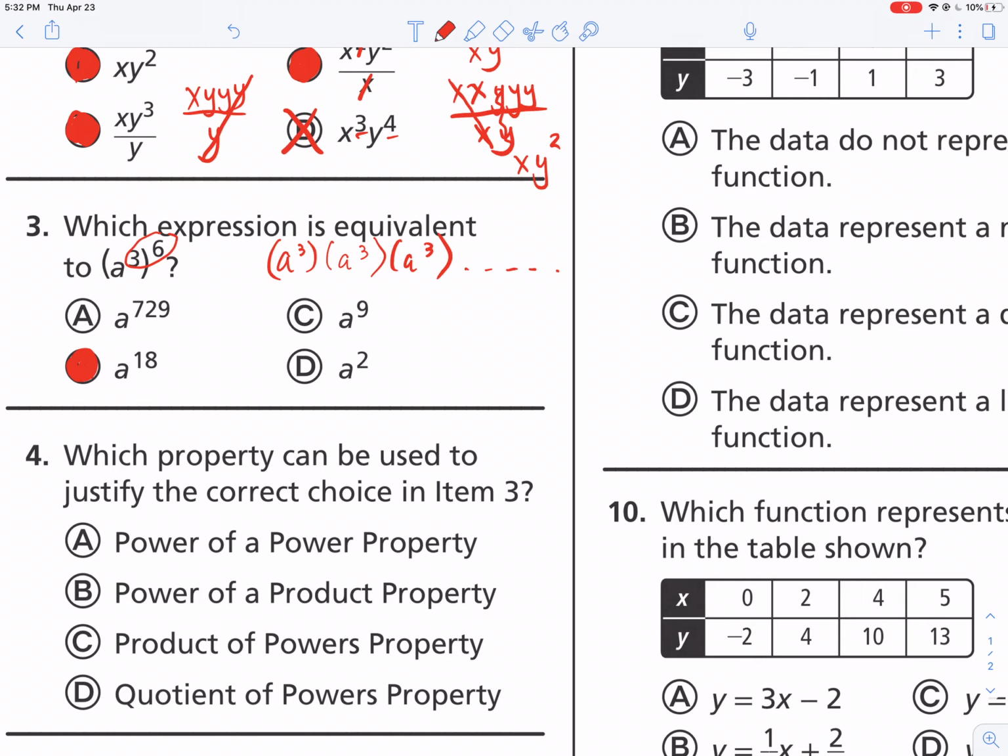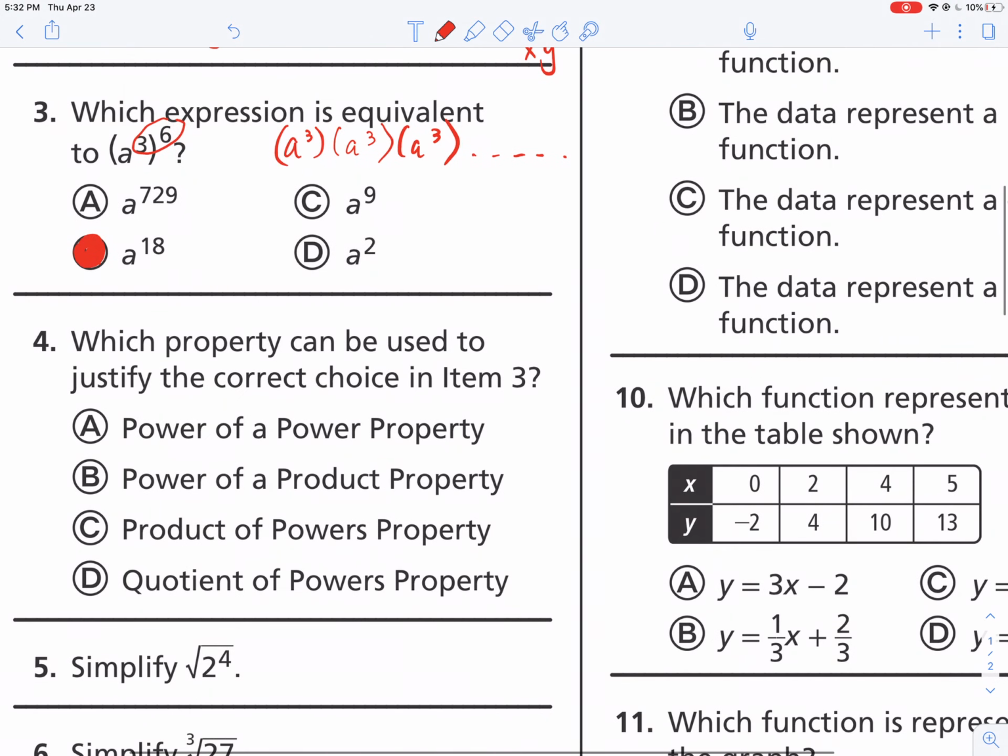And then question 4 asks us which property, so we just talked about that in number 3. We know it's not quotient, it's not division. Product means that I have something that's multiplied, like x squared times x to the 5th. There's a product. And in this case, there's only one base. And because it's a power and another power, we're going to call this one power of a power.